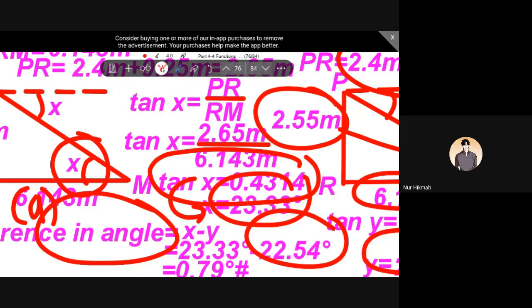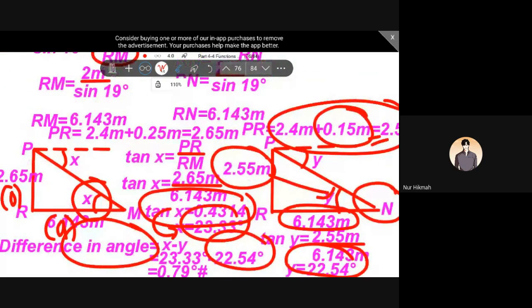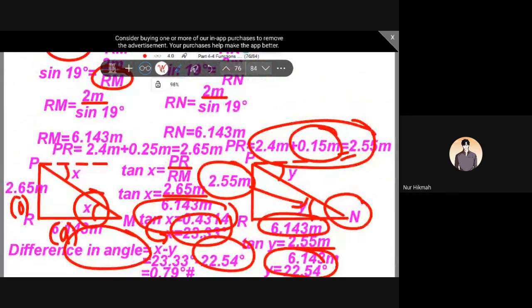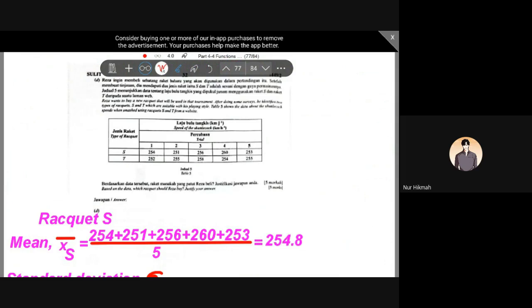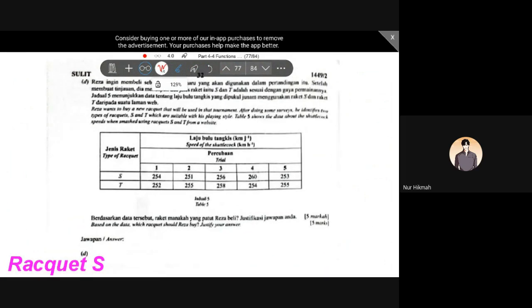Okey masih ada semangat. Too much formula but okay, no worries. Kamu lihat slow-slow nanti kamu akan dapat. Okay. So next. Yang ni part D lah. Ini soalan terakhir bagi soalan 16.